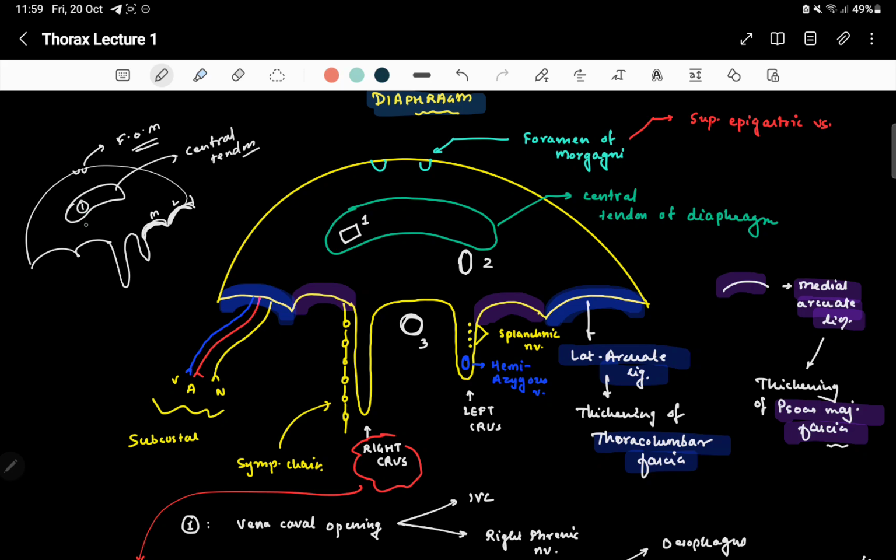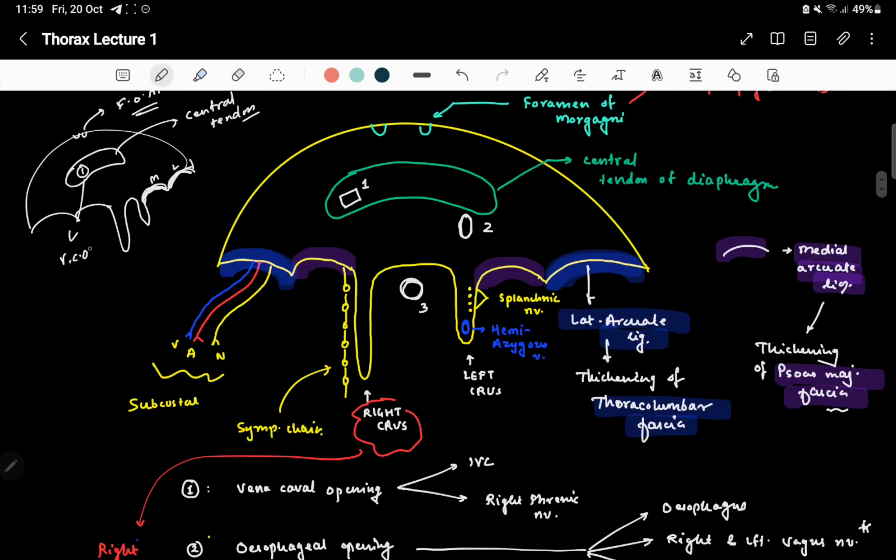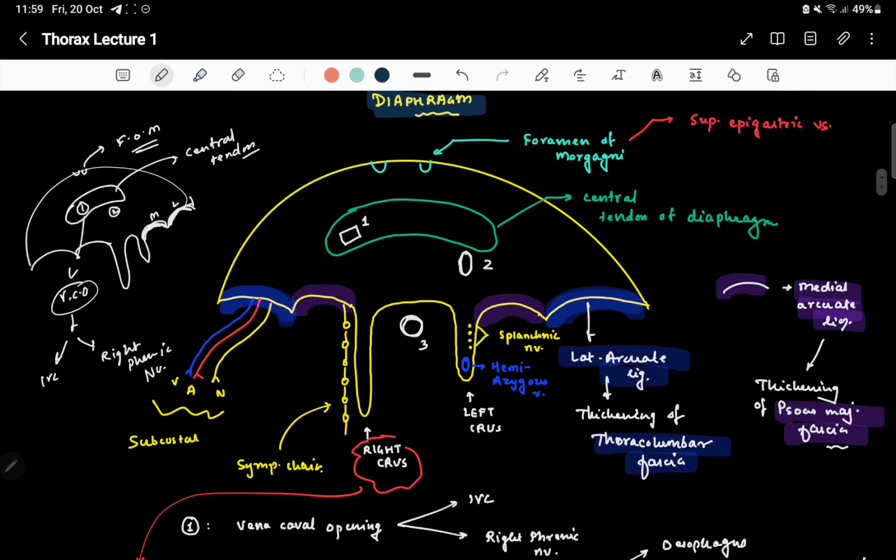Here is an opening which is called your venous opening, the vena cava opening. Here what passes? Your inferior vena cava and your right phrenic nerve pass. Understood.